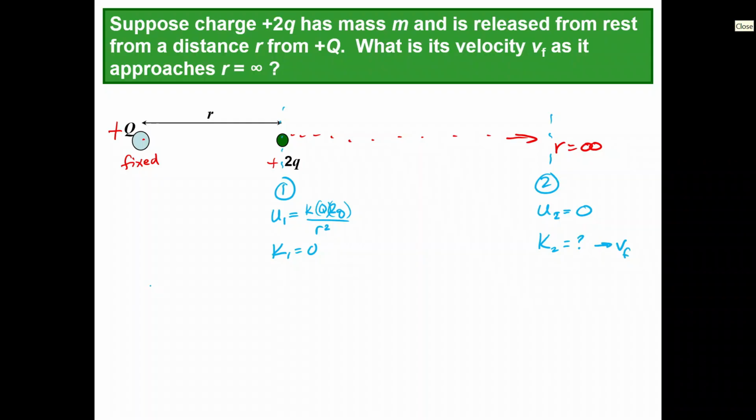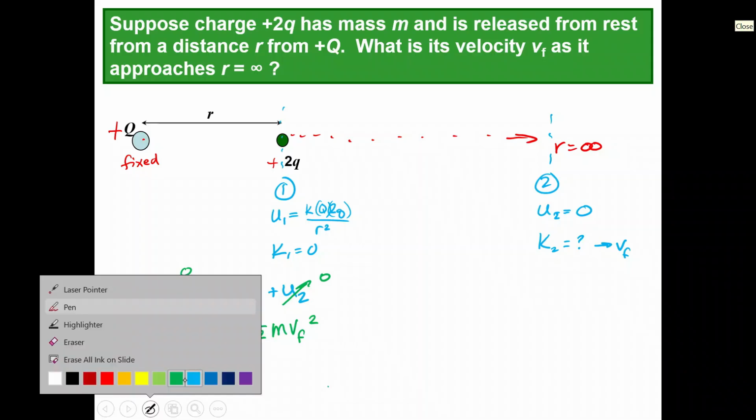I would always start off with a statement of conservation of energy. So I would say K1 plus U1 is equal to K2 plus U2. Then you sub in the zeros. K1 is 0, U2 is 0. That gives us U1, which is equal to kQ times 2Q over r squared, equal to K2, which is 1/2 m vf squared. So we're looking for our vf.